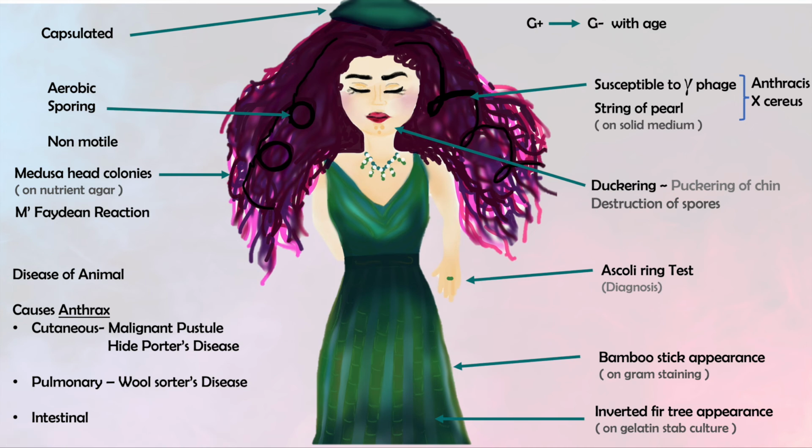So to recapitulate, Medusa, that is Bacillus anthracis, is capsulated, sporing. Bacillus anthracis is susceptible to gamma phage. Her spores are inactivated by Duckering, and there is an Ascoli ring test to diagnose it, and there is an M'Fadyean reaction to stain it. Now, how does it look on different cultures? She forms Medusa head colonies, she forms string of pearls, bamboo stick appearance, and the inverted fir tree appearance.